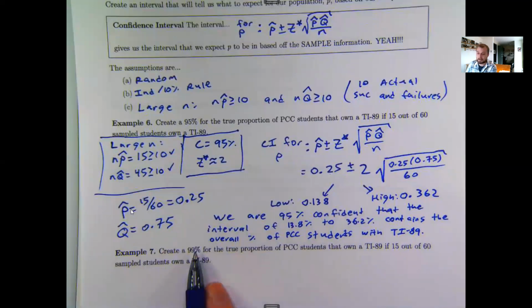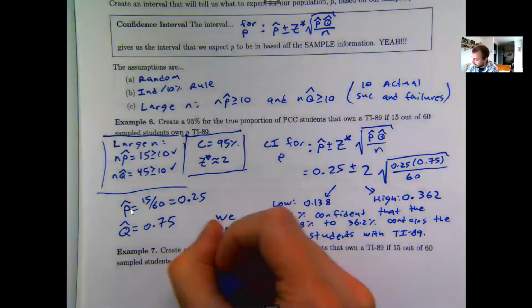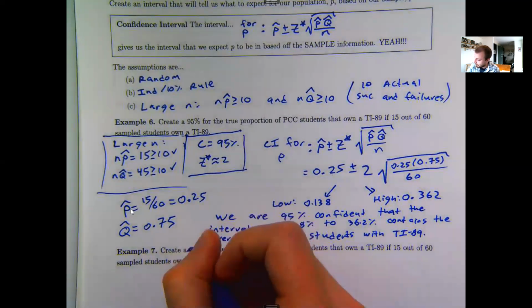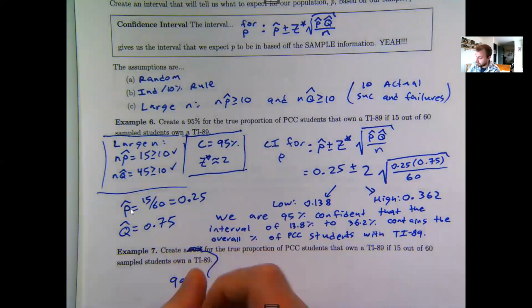Let's say you want to be 99% sure. Unfortunately, I don't know how to do that yet, though. I only know how to do 68, 95, and 99.7. So I'm going to come back to 99. And for now, instead, let's be 99.7% confident.